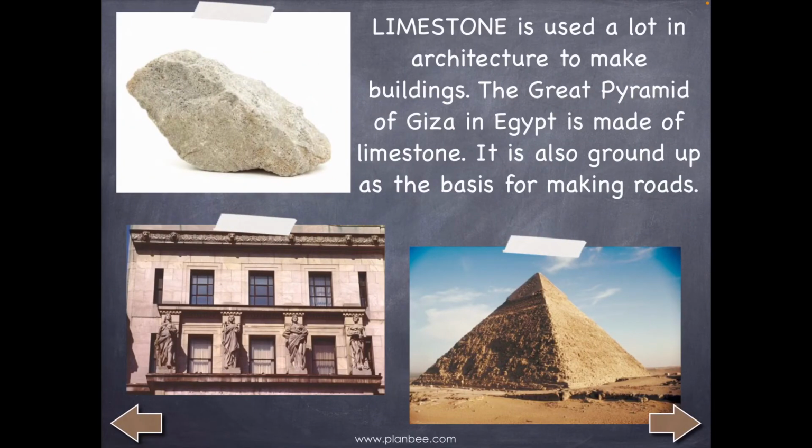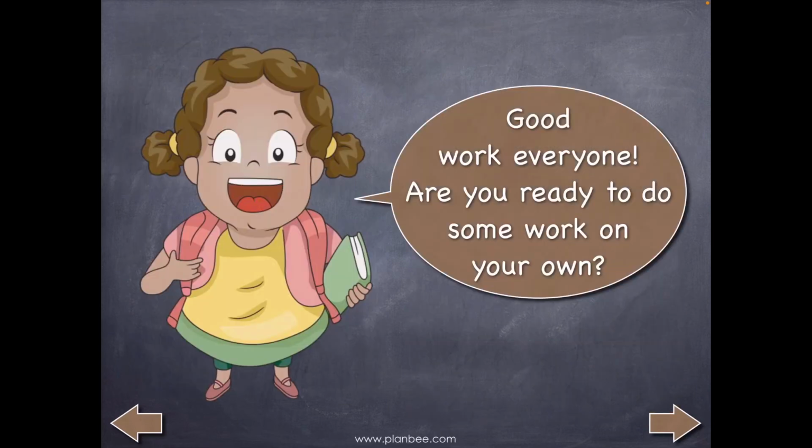Limestone is another sedimentary rock, and it was commonly used in the past to make buildings. Limestone is used a lot in architecture to make buildings. The Great Pyramid of Giza in Egypt is made of limestone. It is also ground up as the basis for making roads.